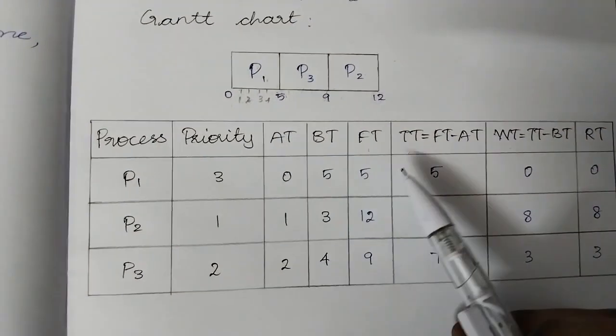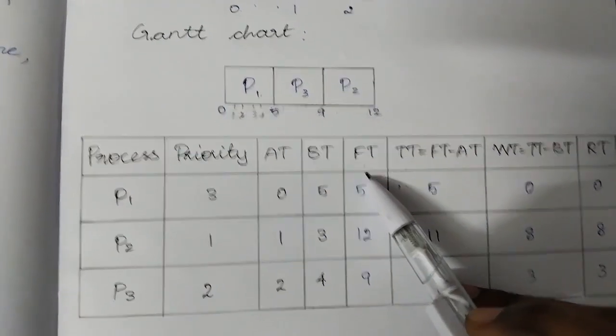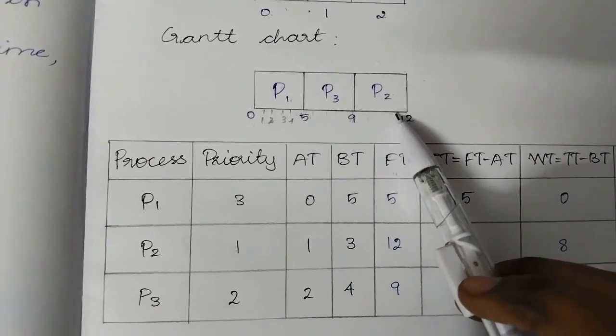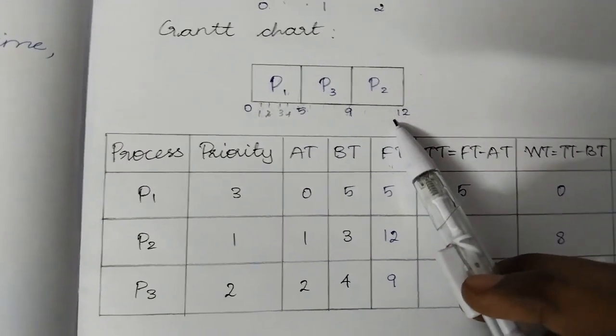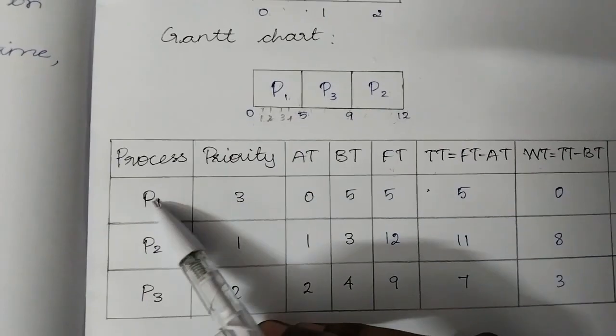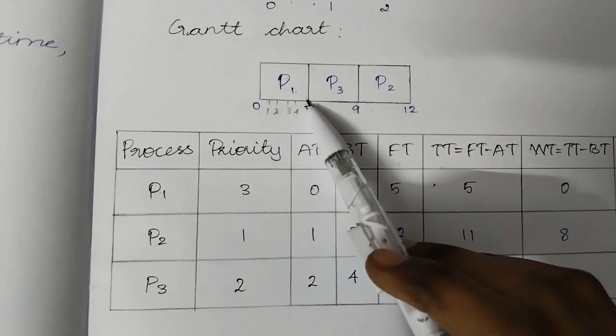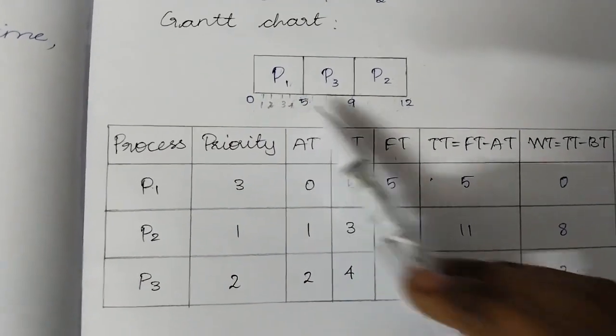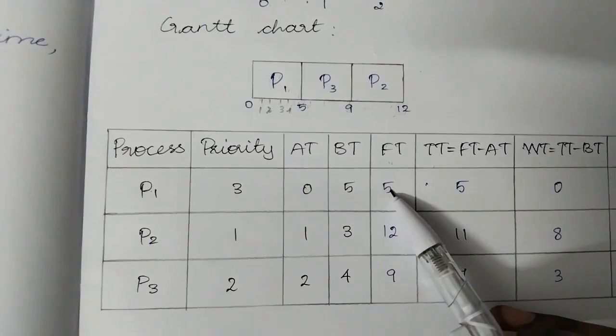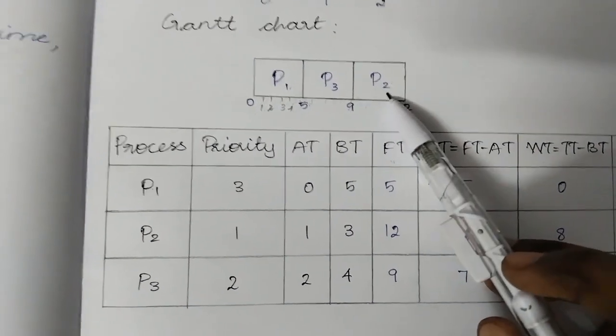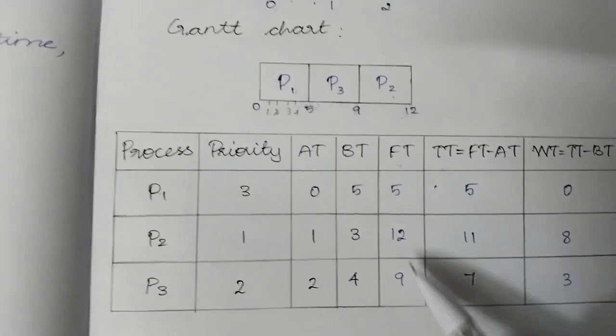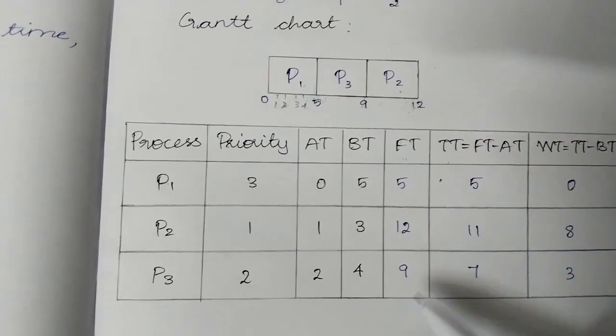So how do we calculate finish time? Finish time is nothing but when the process is completely executed. So P1 is completely executed at time equal to 5. So finish time of P1 is 5. Finish time of P2 is 12. Finish time of P3 is 9.